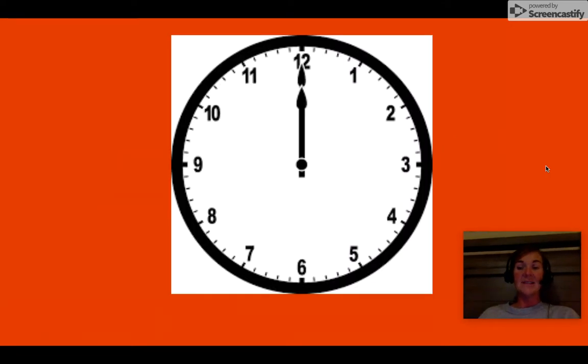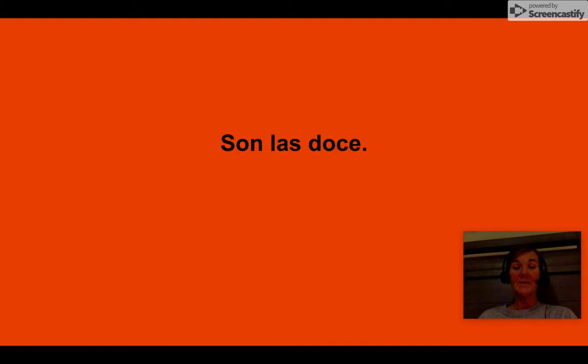All right, this is an interesting one. Both the hour and the minute hand are on the 12, but we don't know if it's AM or PM. So we can't really use mediodía or medianoche. Maybe we'll get to use those later. So let's just read this the way we see it. So since both the minute and the hour hand are on the 12, we would say son las 12. Son las 12. See?